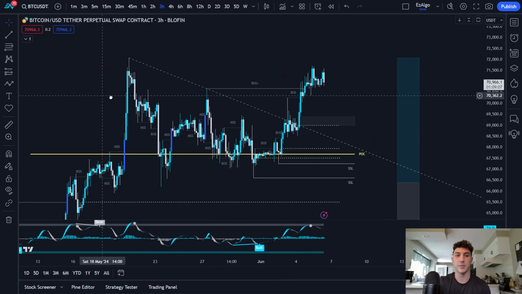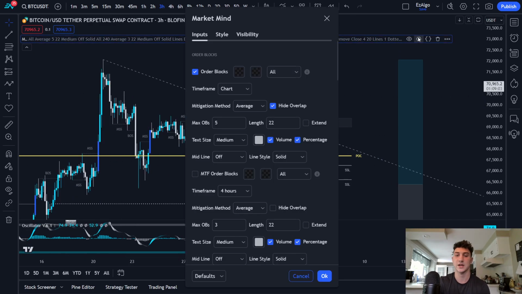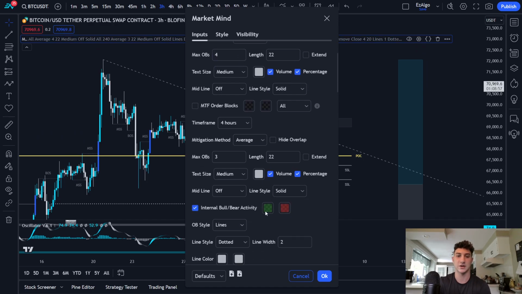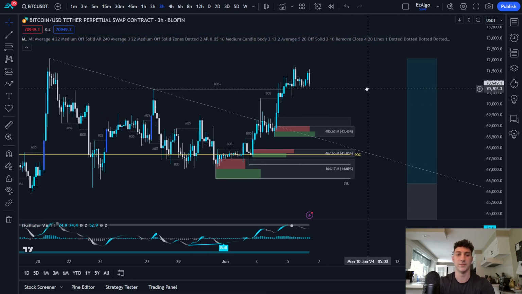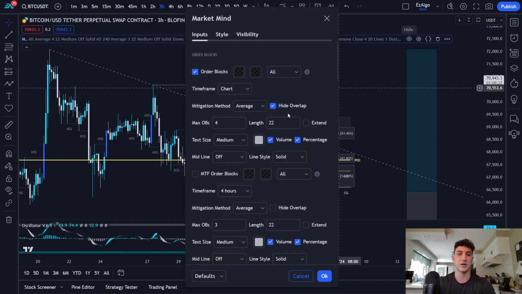Now, a lot of order block indicators are pretty ugly. You have these huge order blocks covering a majority of your screen. In fact, I'll show you what they look like. If we go down to the internal bull bear and turn on these zones, it shows the actual volume that makes up these order blocks. However, I don't totally find that useful myself, and I think it looks pretty ugly on the chart.